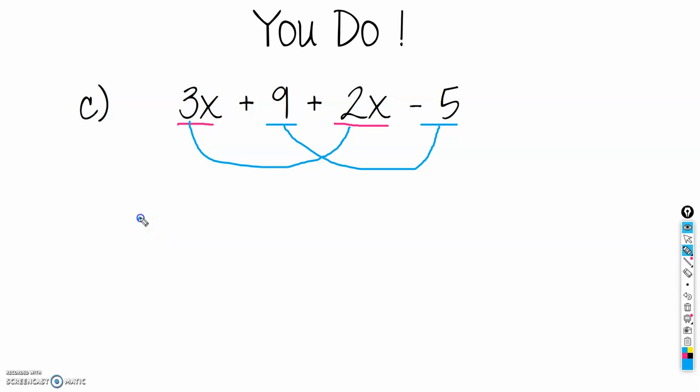So 3x's plus 2x's will give me 5x's. And then 9, this is just the number 9, minus 5 will give me 4. So I have a 5x minus 4. And this is my equivalent expression. These two are the same. We just went ahead and combined our like terms.